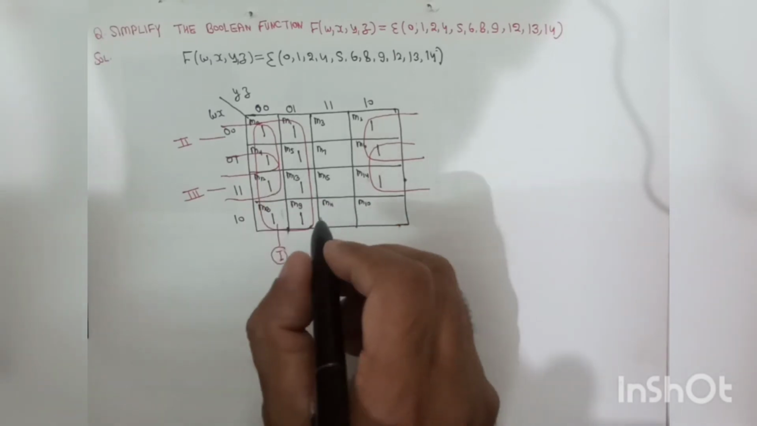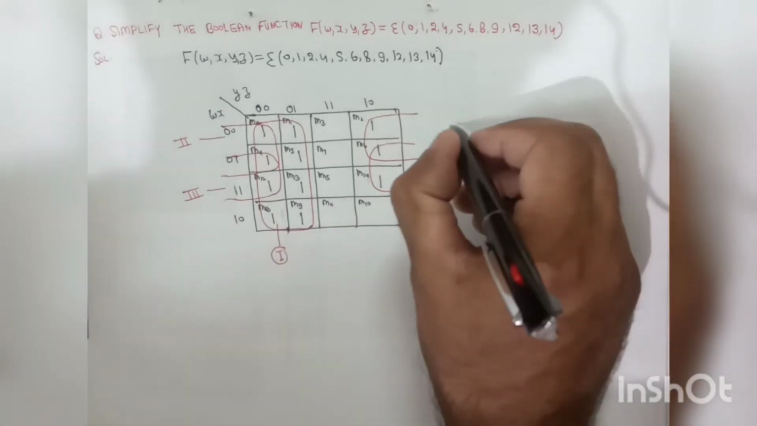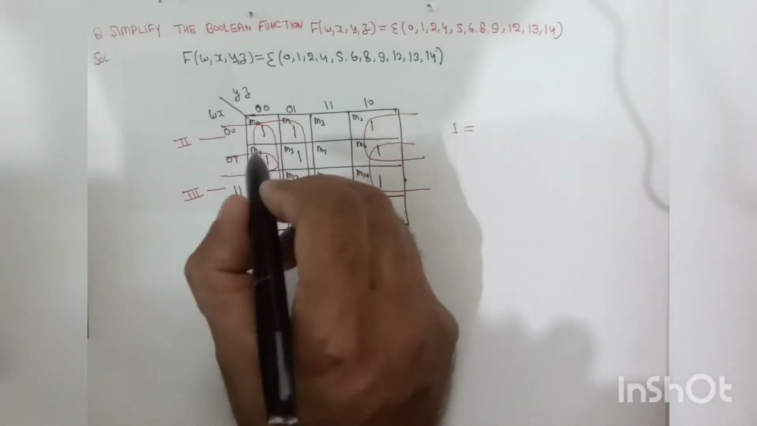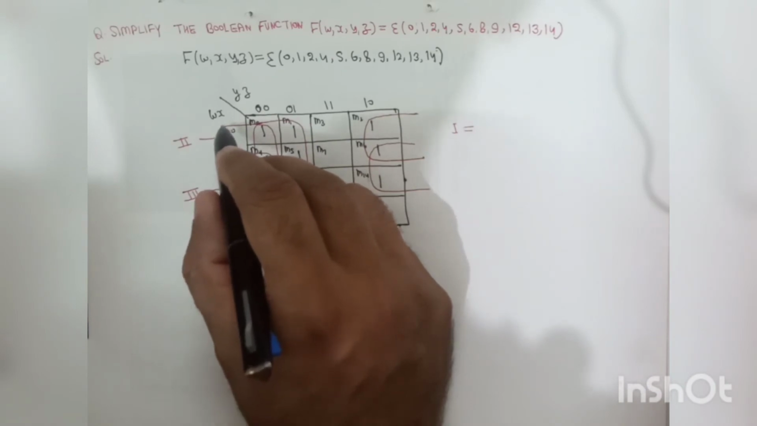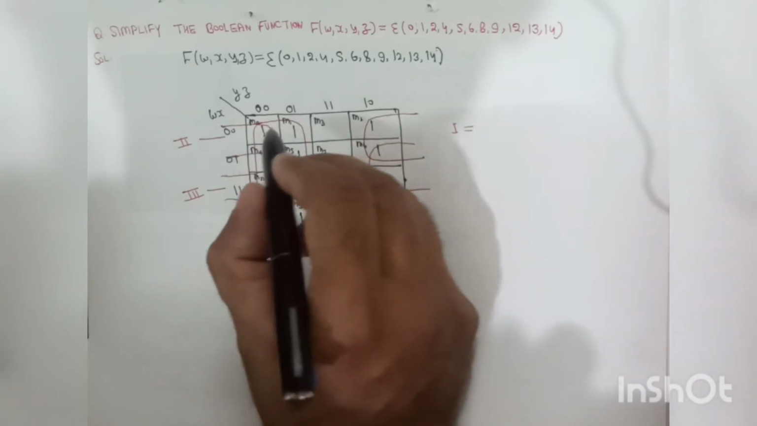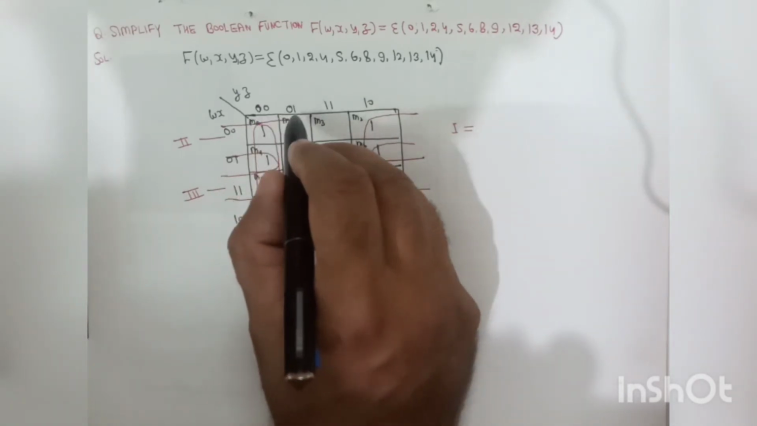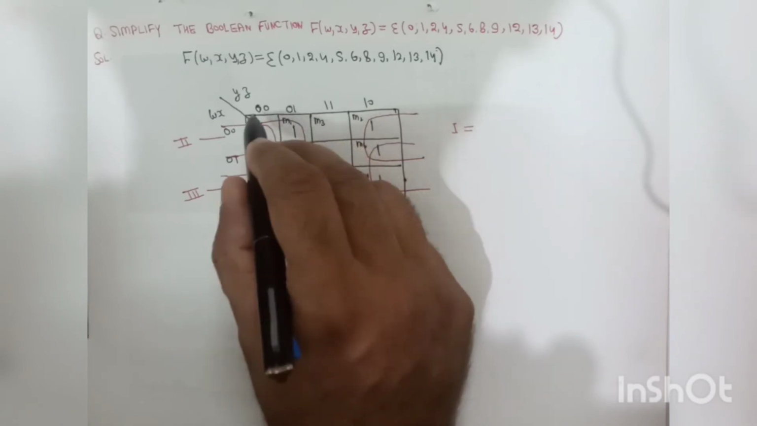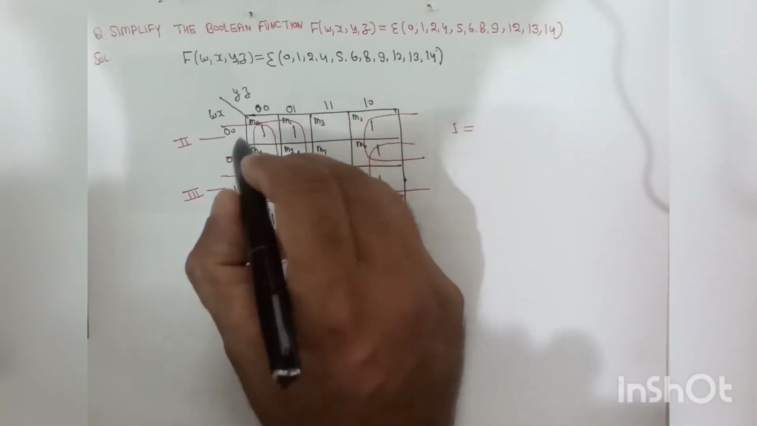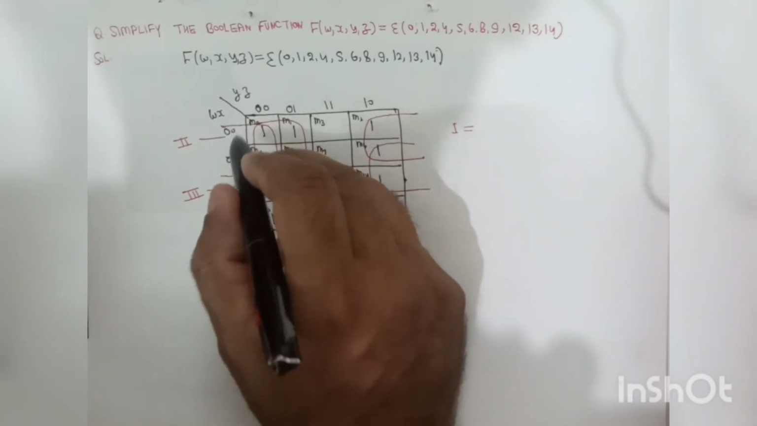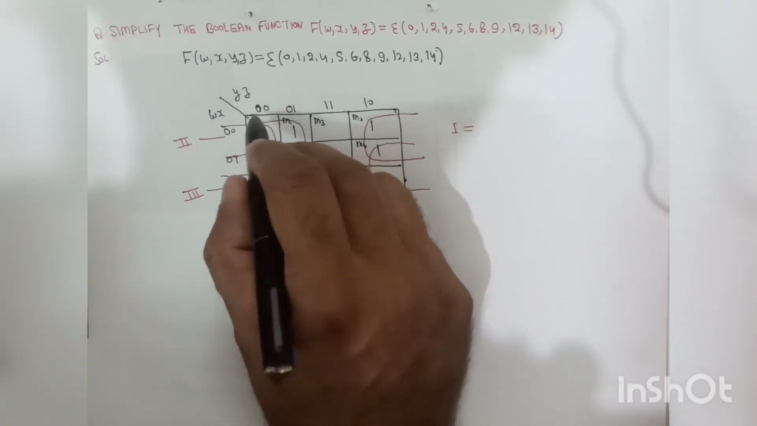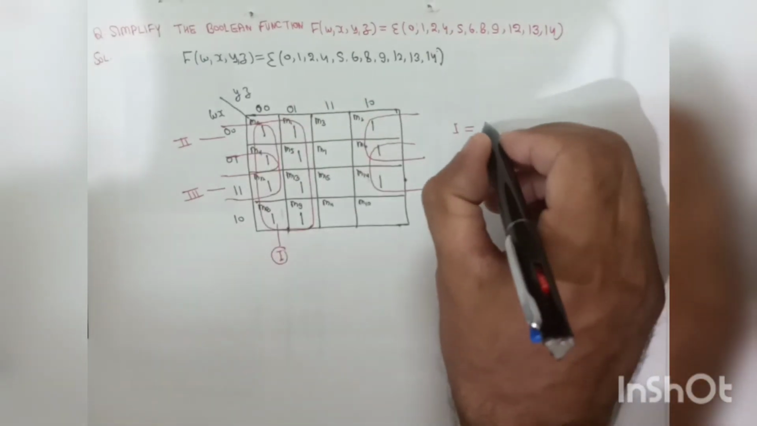Clearly for octet 1, the variables w and x are both changing from 0 to 1, so w and x may be cancelled, and z changes from 0 to 1, so it will be cancelled. Only y is constant. So the value of the octet will be y bar.